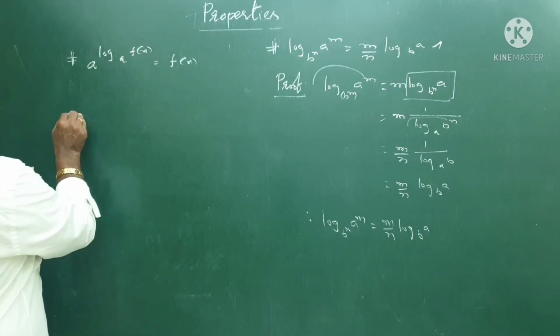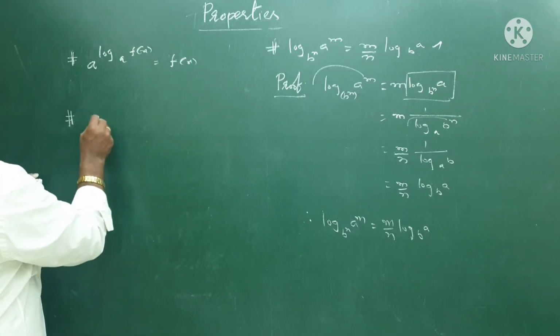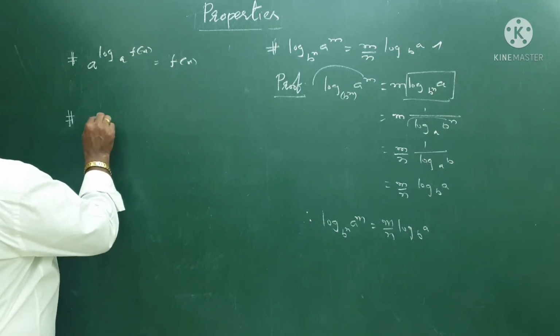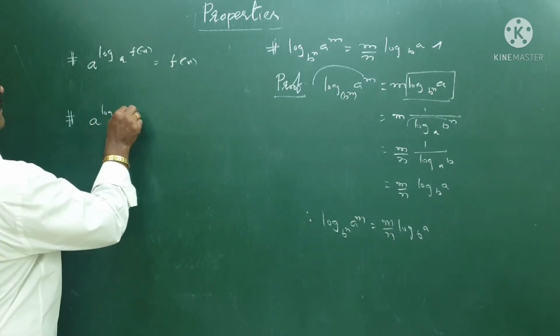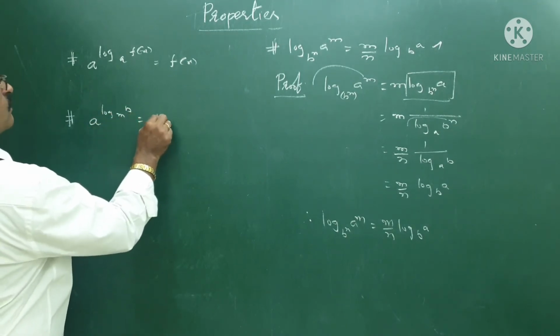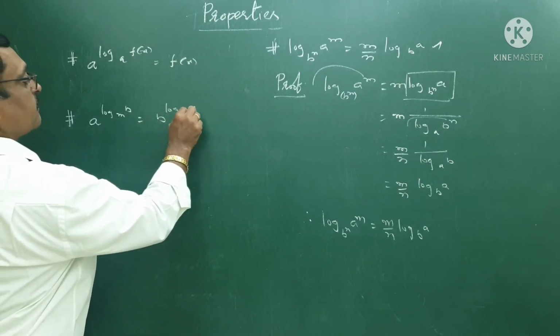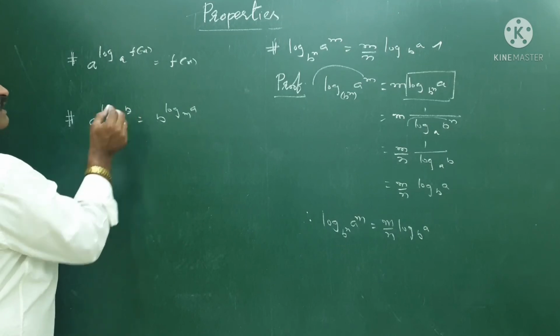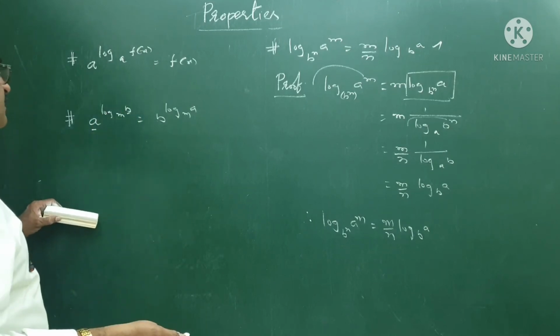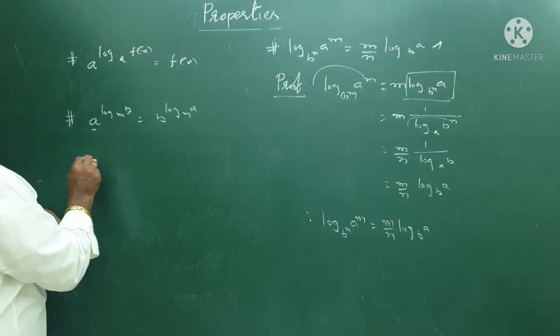Next one, we have one more thing. A to the power of log B base m is equal to B to the power of log A base m. That means these two will interchange. It's a very simple proof. Now the proof.